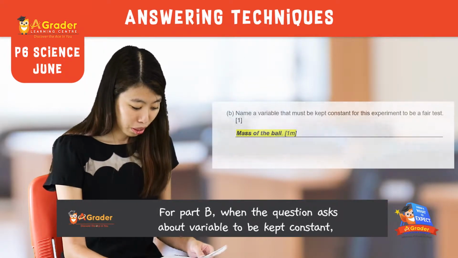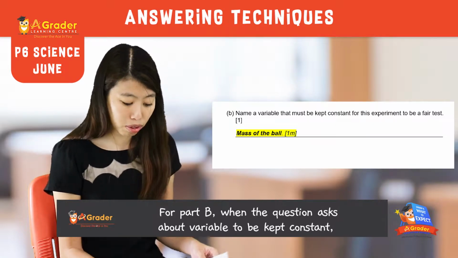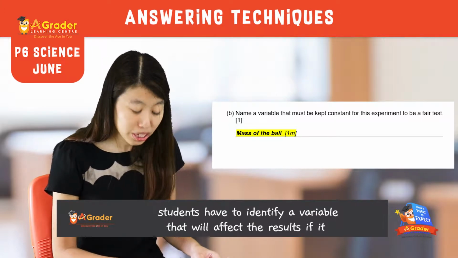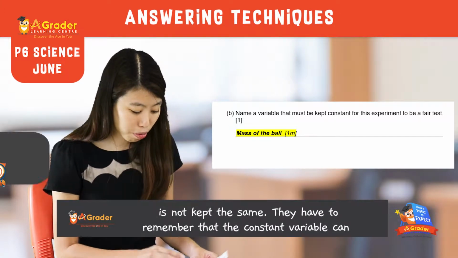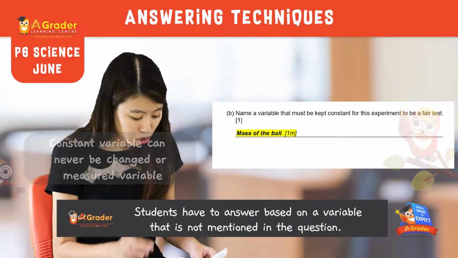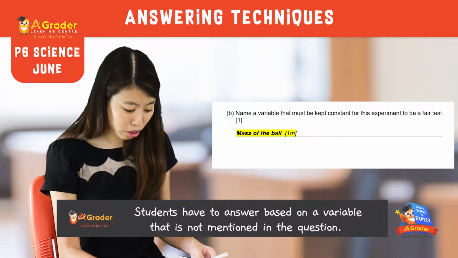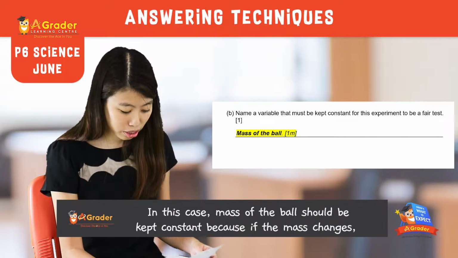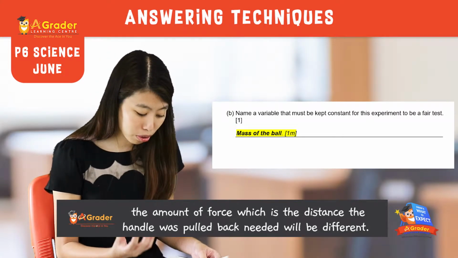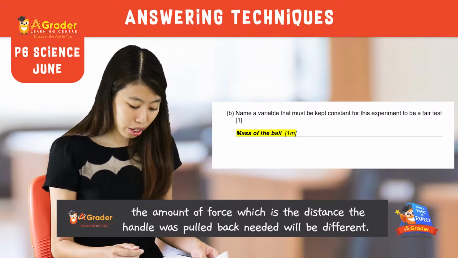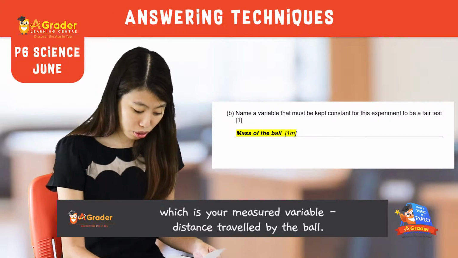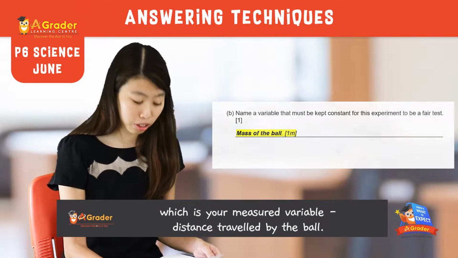Okay, so for part B, when the question asks about variables to be kept constant, students have to identify a variable that will affect the results if it's not kept the same. They have to remember that a constant variable can never be their changed or measured variable. So students have to answer based on a variable that is not mentioned in the question. In this case, the mass of the ball should be kept constant because if the mass changes, the amount of force needed, which is the distance the handle was put back, will be different. Thus, it will affect the results, which is your measured variable, the distance traveled by the ball.